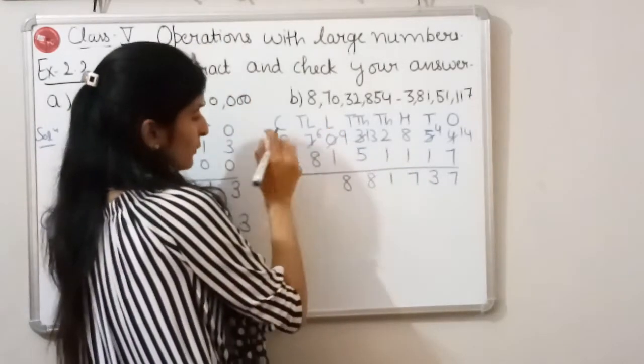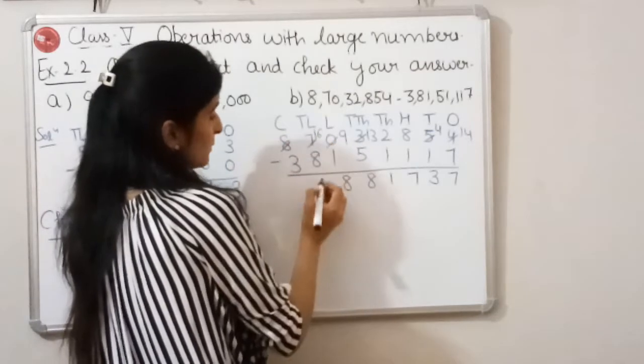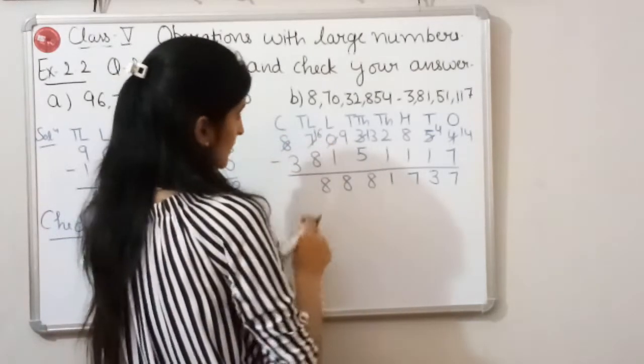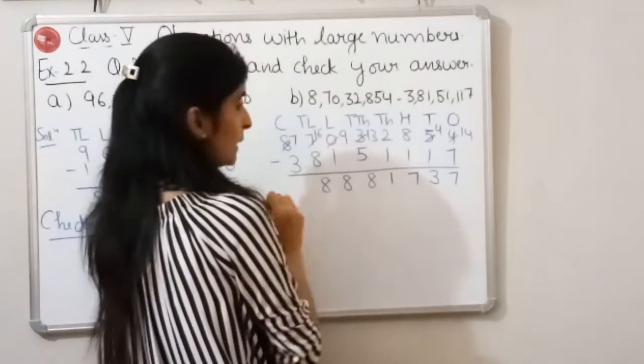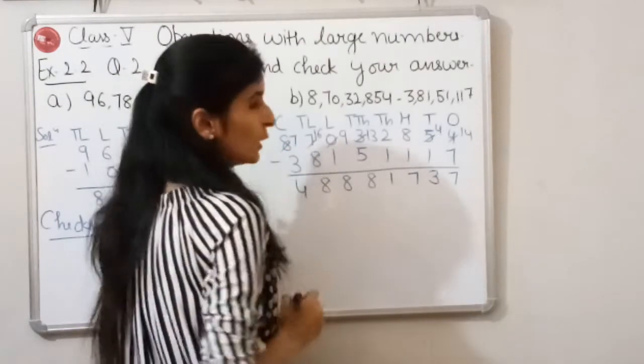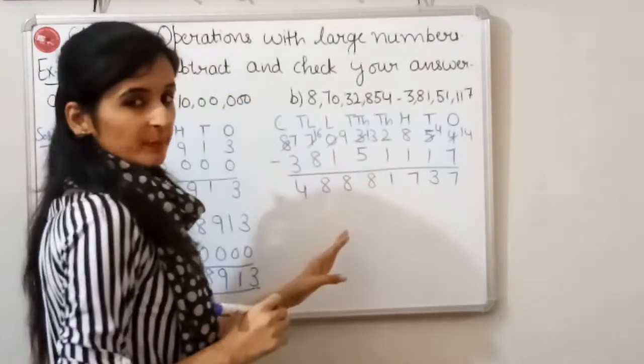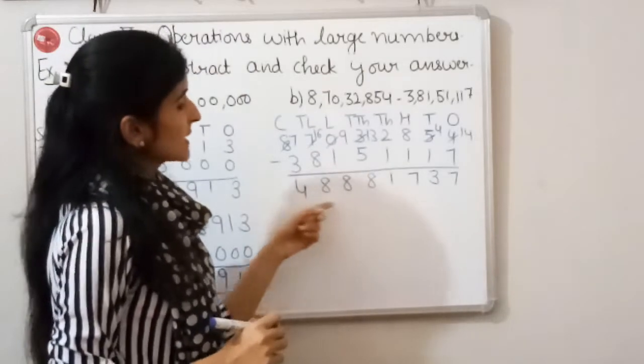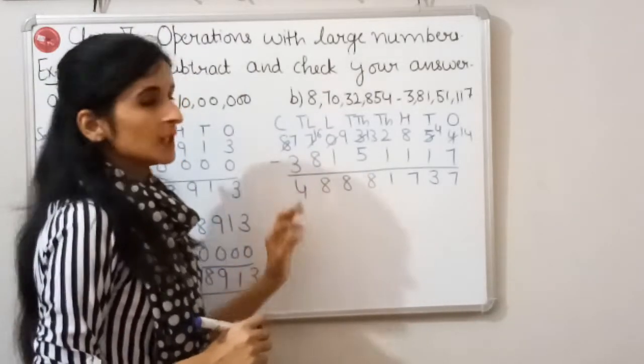Now we will take one borrow from this 8. 16 minus 8 is 8. And this will become 7. 7 minus 3 is 4. We have done the subtraction part. Now we will add this difference to this subtrahend.